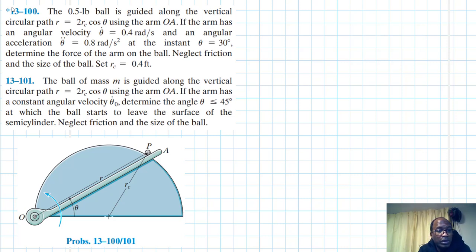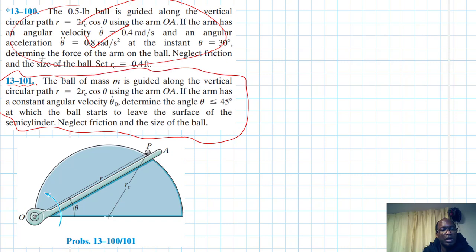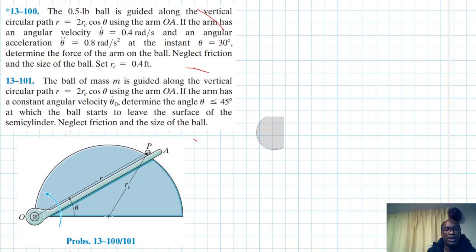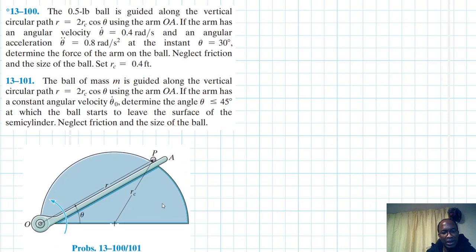In this particular video, we're going to be solving the second problem. We already solved this one in the first video; you can check it out. We are solving this one. In this problem, we have been asked to determine the angle theta less than or equal to 45 degrees at which the ball starts to leave the surface of the cylinder. Both problems are coming from Engineering Mechanics: Dynamics, 14th edition by R.C. Hibbeler. So let's talk about what we are trying to solve here.